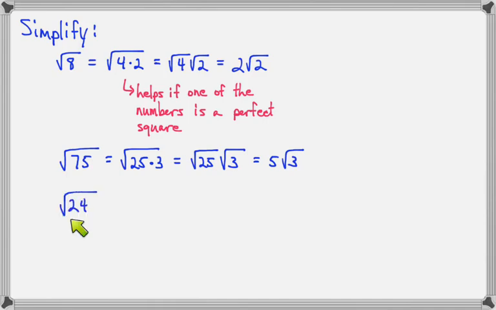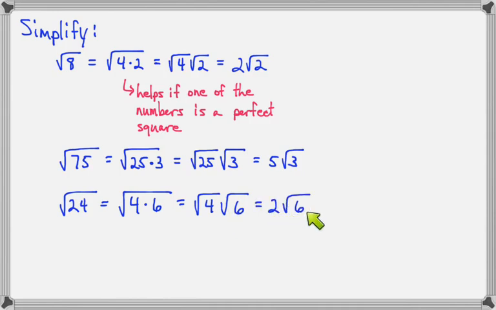And here's another example. The square root of 24. Now ask yourself, are there any perfect squares that will go into 24? And the answer is yes. The square root of 24 can be thought of as square root of 4 times 6, because 4 is a perfect square that goes into 24. Now split it up into two radicals, and the square root of 4 is 2, and 6 will not simplify, and there are no perfect squares that go into 6. So the 6 has to stay under the radical, but the square root of 4 is 2.